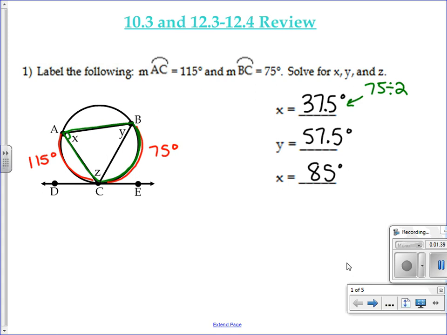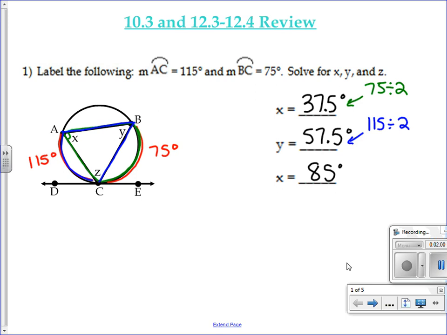All right, if I were to look at angle Y, so I'll highlight this in blue. Angle Y is also an inscribed angle. Its intercepted arc is the 115. So again, you can just take half of 115. That's how you get the 57.5.